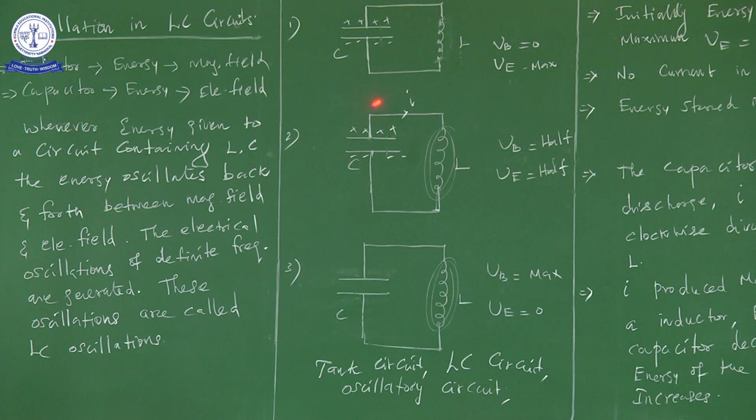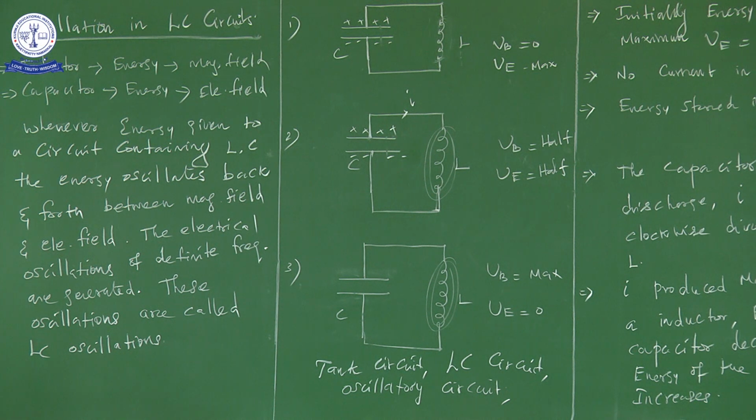Suppose this capacitor is connected with the inductor. The charges from the capacitor automatically move towards the inductor. When the charges are moving, it is said to be current. The current moves in the clockwise direction. So the charges in the capacitor move towards the inductor in the form of current.